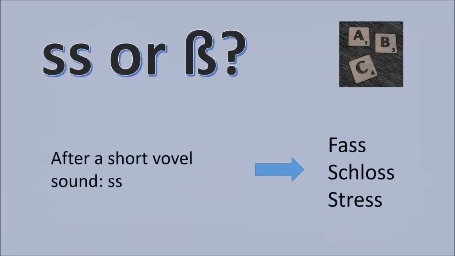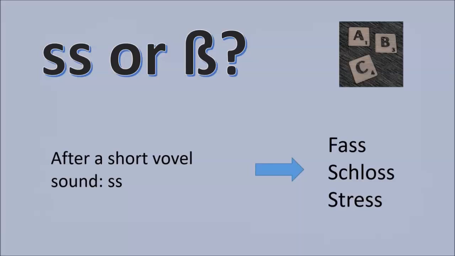Now, the SS, two S's, or is it the SZ letter? Before the spelling reform, there were lots of words written with the SZ letter. And in the spelling reform in 1995, there were some rules made that these words we've got here used to be spelt with the SZ, but because they're all after a short vowel sound, they are now spelt with a double S. So Fass, Schloss, Stress.